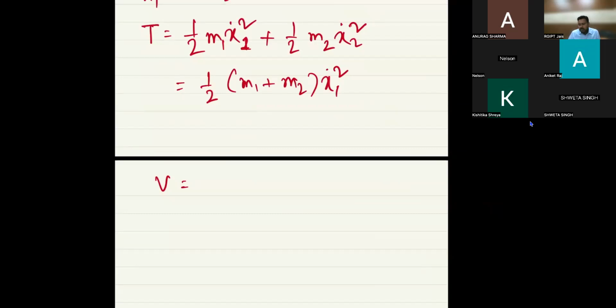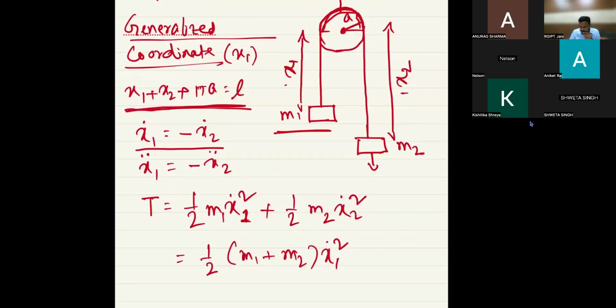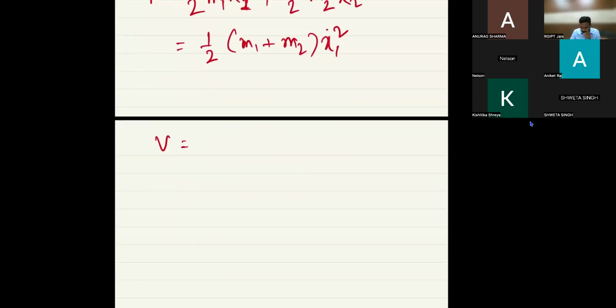It is similar to the simple pendulum. How much is the potential energy in this case? If we take the center of the pulley as the reference frame, the potential energy is minus m1 g x1 minus m2 g x2. You can add some constant term also, but that you can set as 0.